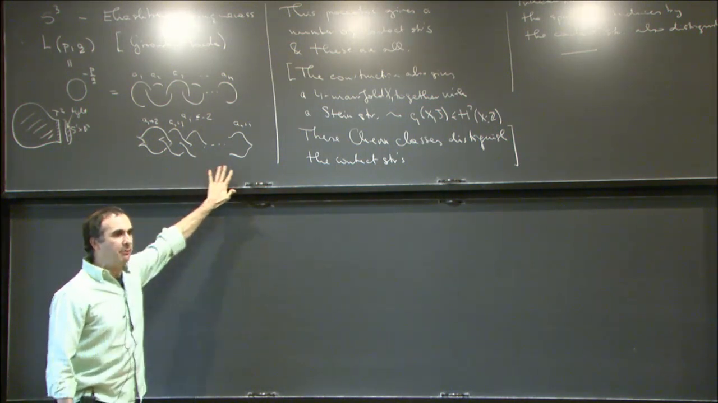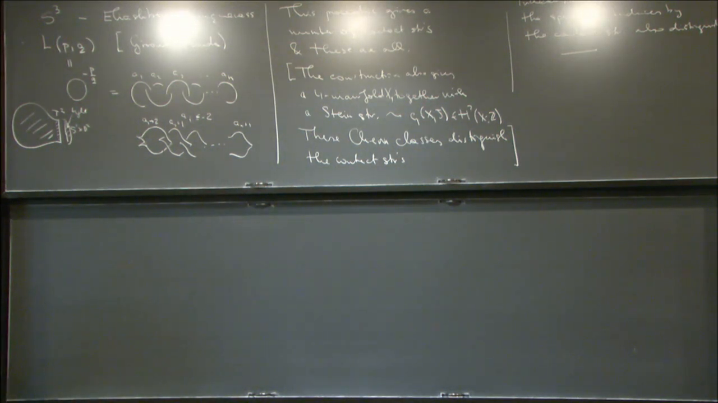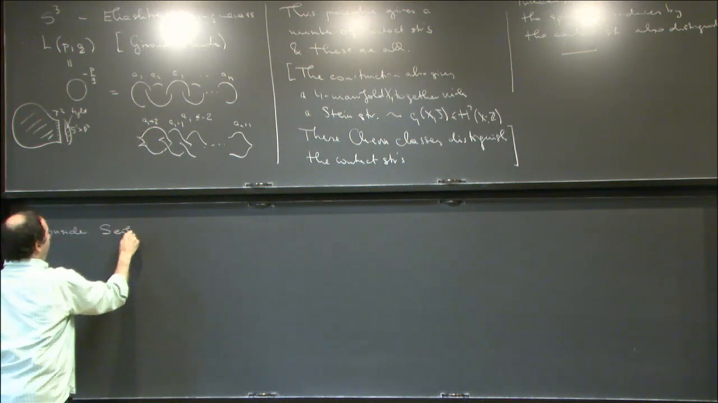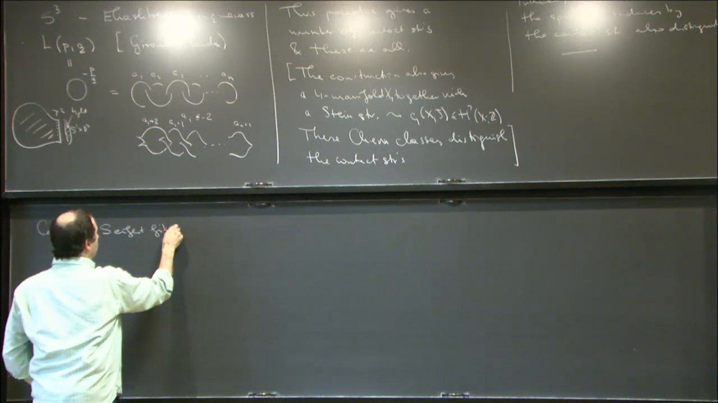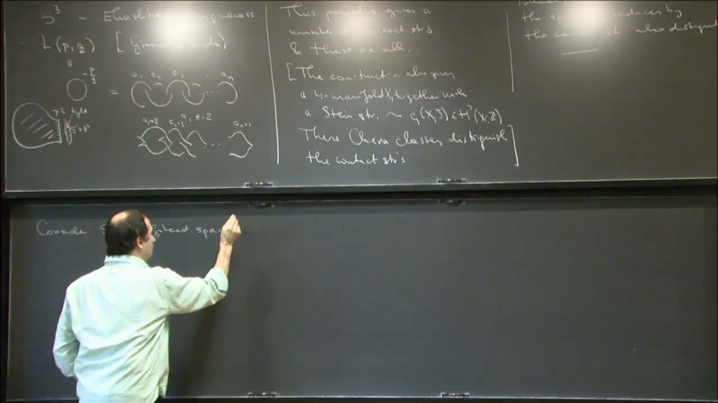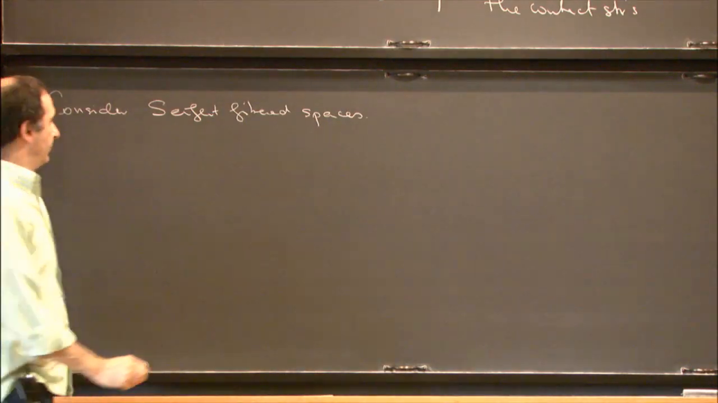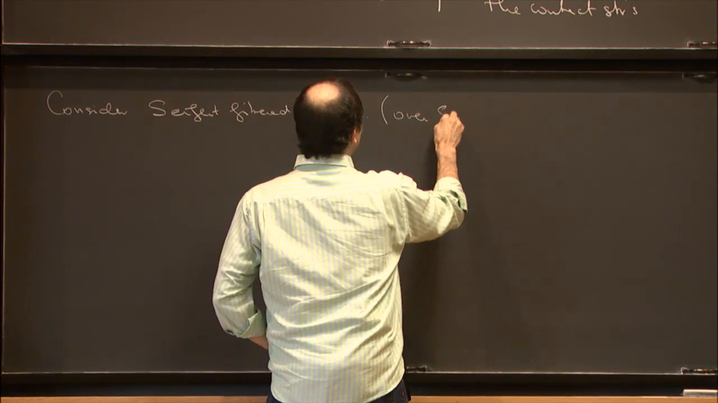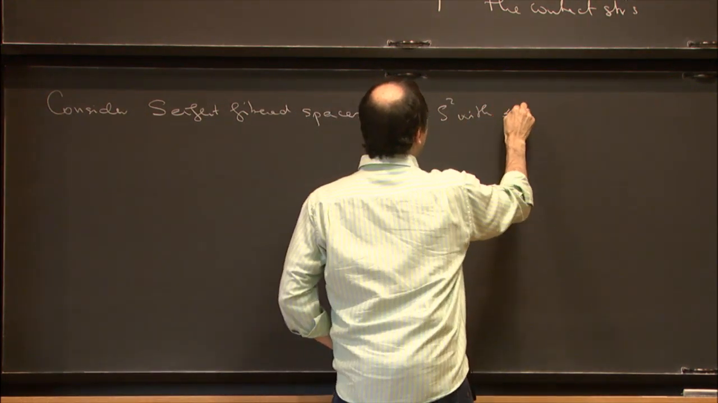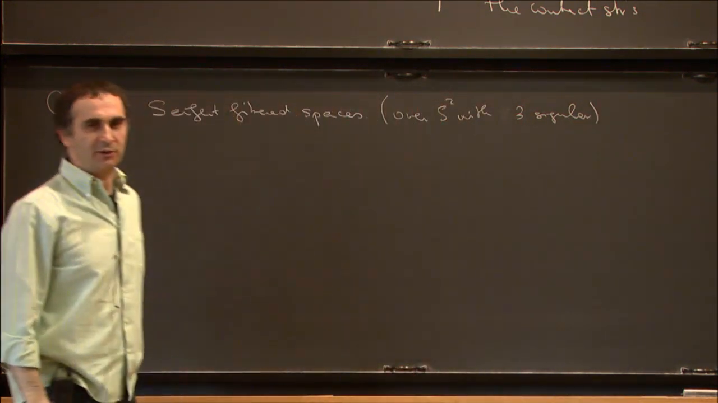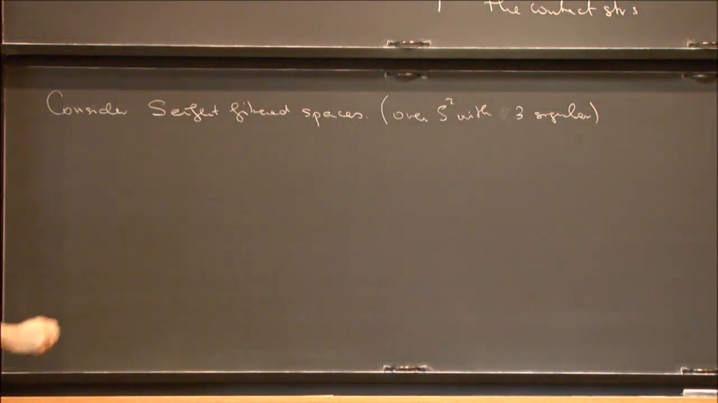In fact, one can come up with the actual exact number of how many different tight contact structures we have. So consider now Seifert fibered spaces. And we would like to stick to this atoroidal case, so I will only concentrate on Seifert fibered spaces over S2 with at most 3 singular fibers. In fact, I will always assume that we have exactly 3 singular fibers, because lens spaces are already considered.